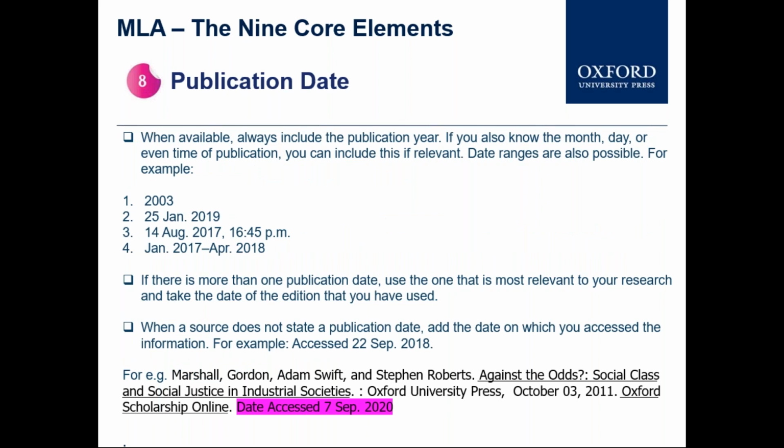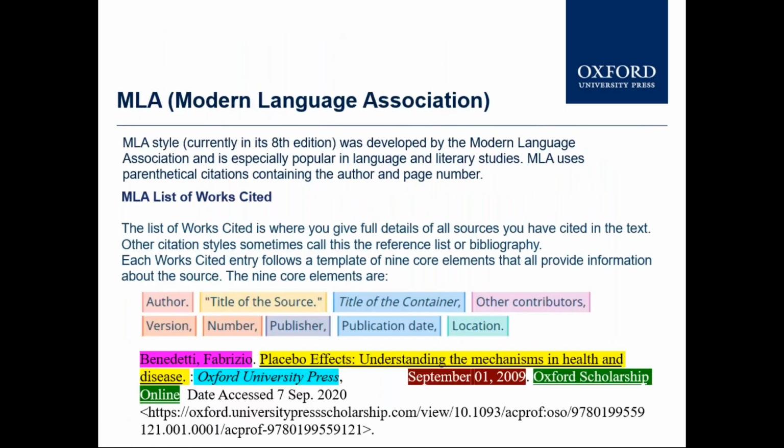Then you come to publication date. It will show up automatically when you cite it. Either it'll include the year or the date and the year. Sometimes it will have the date, month, year, and the time. Sometimes it will be a time period. That's also doable. If there is more than one publication date, use the one that is most relevant to your research. And if it does not have a publication date, add the date on which you accessed the information. We'll go back to our first one. You see date accessed on 7 September 2020.